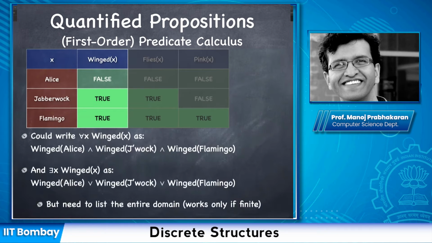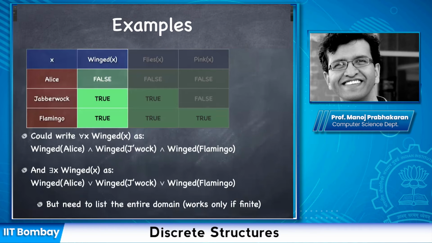But more importantly, this works only if your domain is finite. If I want to talk about all integers, a statement that holds for every integer, I cannot enumerate over all the integers because there are infinitely many of them. So that's the power that these quantifiers get you. You don't need to enumerate over the entire domain. Even if the domain is infinite, you will be able to make a statement using these quantifiers.